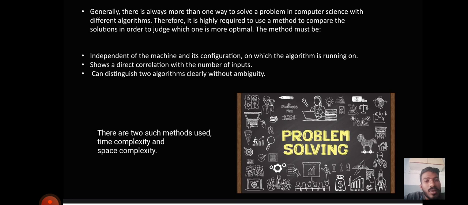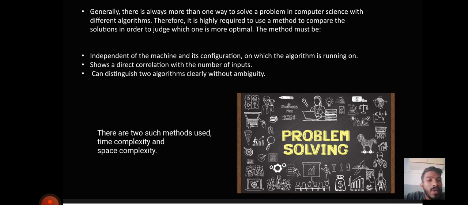Problem solving. Generally, there is always more than one way to solve a problem in computer science, with different algorithms. Therefore, it is highly necessary to use a method to compare the solutions in order to judge which one is more optimal.